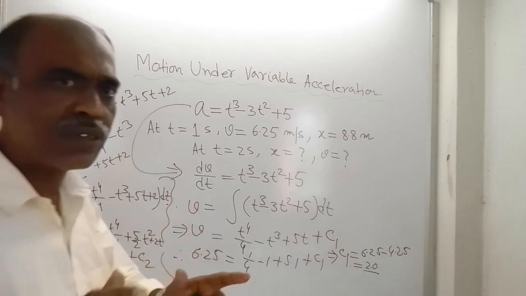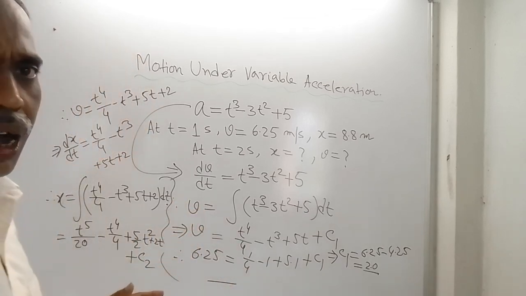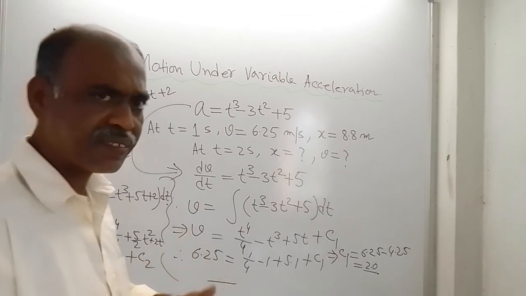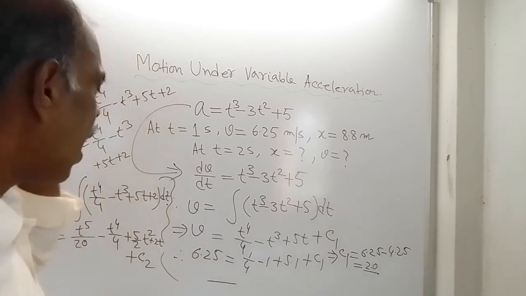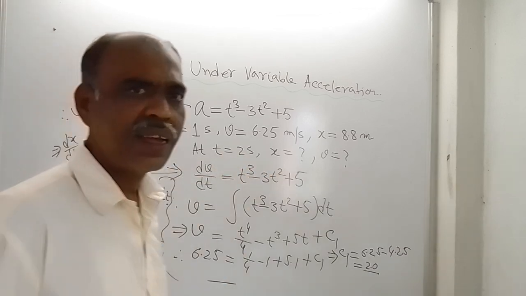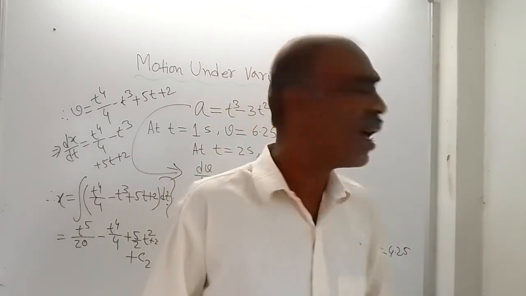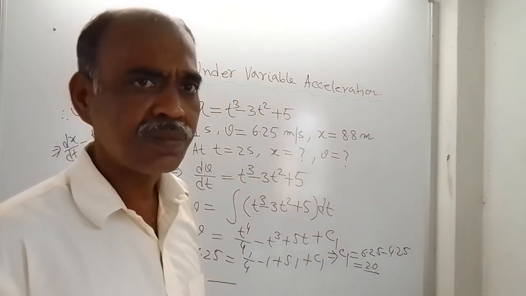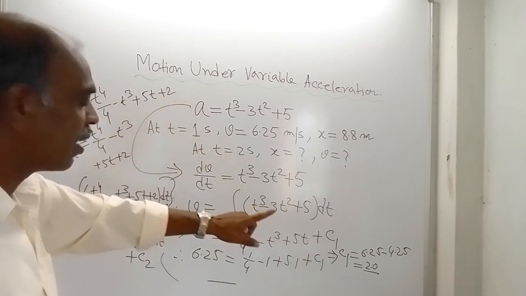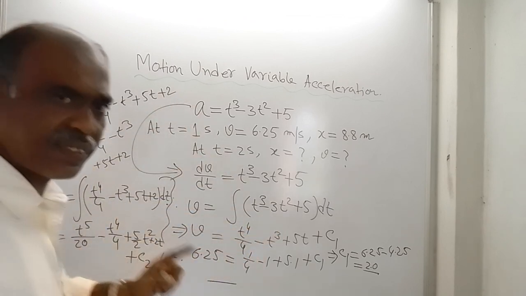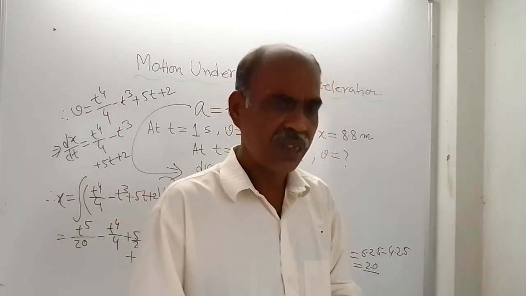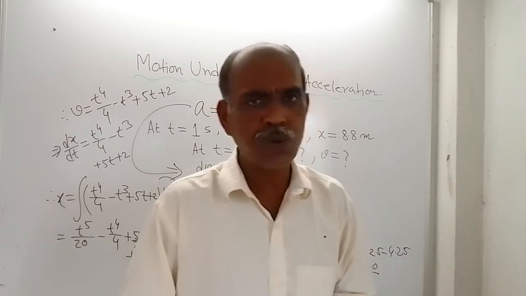I am not going to complete this problem. You know what you have to do next. After knowing all these things, you just put t is equal to 2 seconds, and you will get the value of velocity as well as displacement. To get the velocity, you have to use this equation, and to get the displacement, you have to use this equation. I think you can easily do this task. So this is the end of this problem.